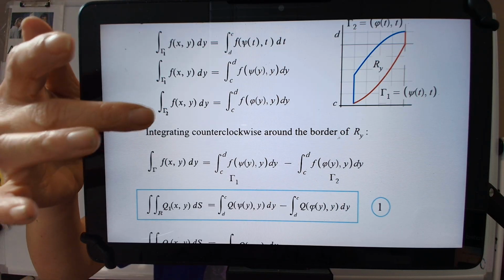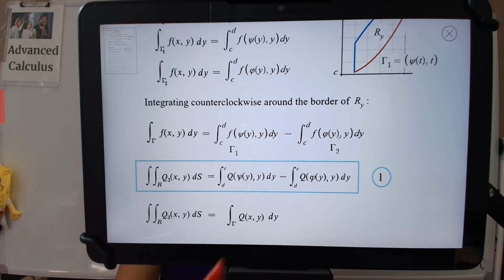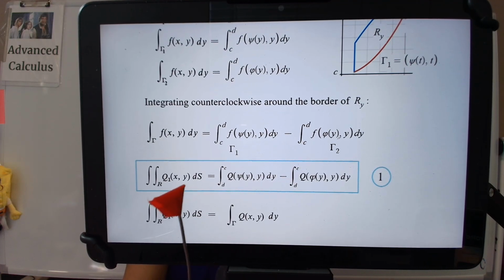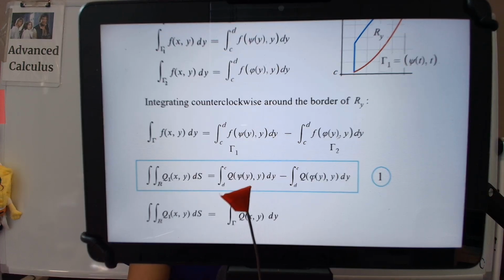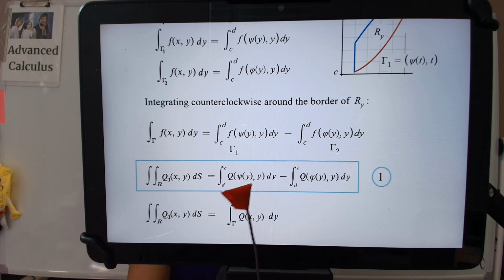Now I copy and pasted the previous equation right here, which substituting Q1 as, let's see, what is... Never mind. So anyway, we have this situation, substituting Q for F. If we substitute Q for F, then this together is the integral around gamma of Q. So that is how we got to this equation.